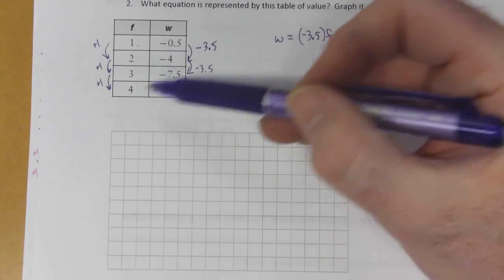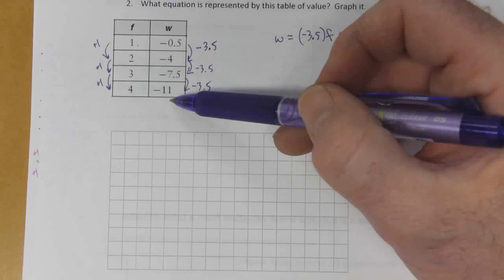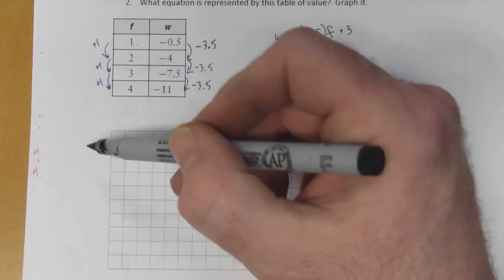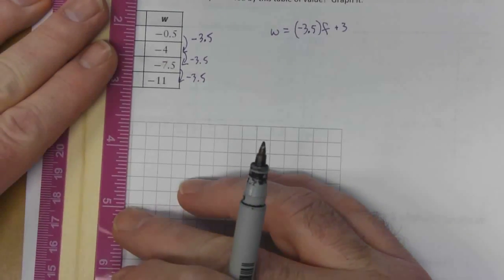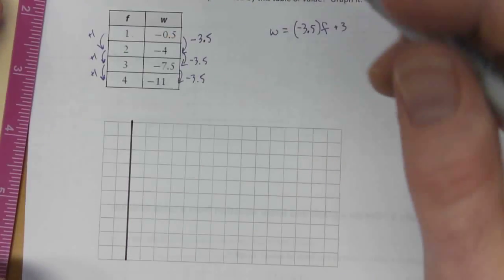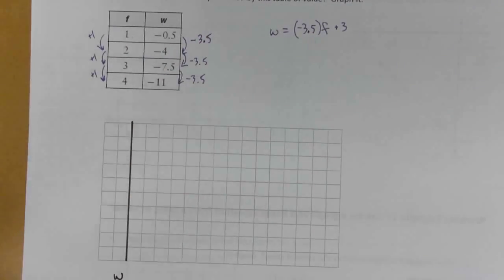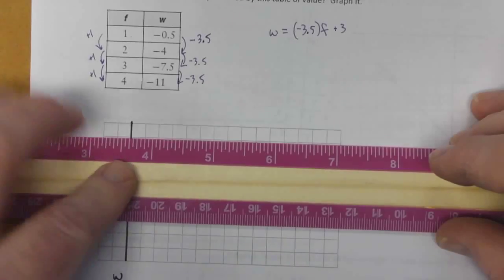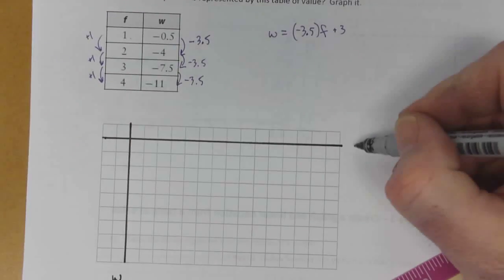F is all positive, W is negative. So in this case, we're actually working in quadrant 4. So we're going to have our y-axis on this side, and then the x-axis is going to sit at the top this time. So let's draw that in. And in this case, that is the w-axis. And then we can go here. And that will be our f-axis.